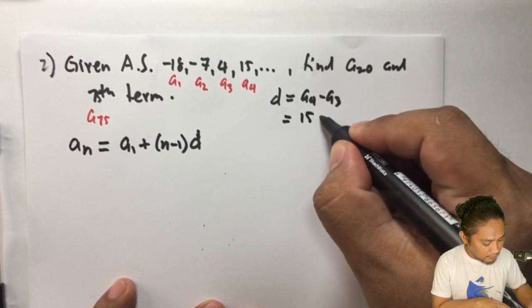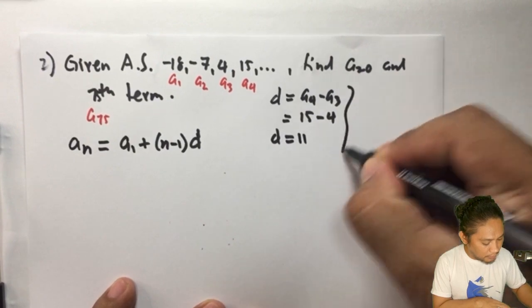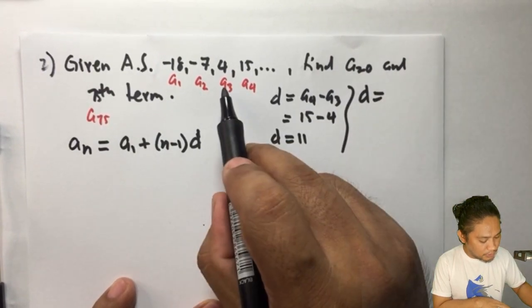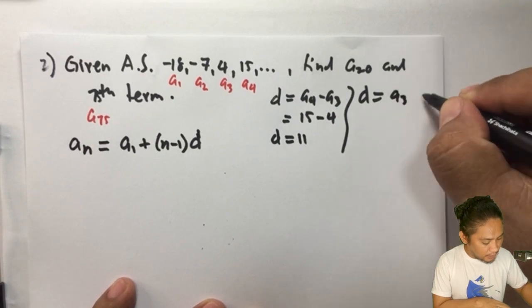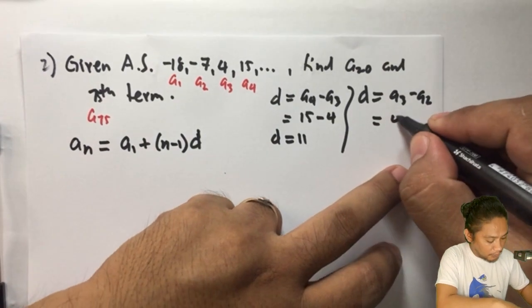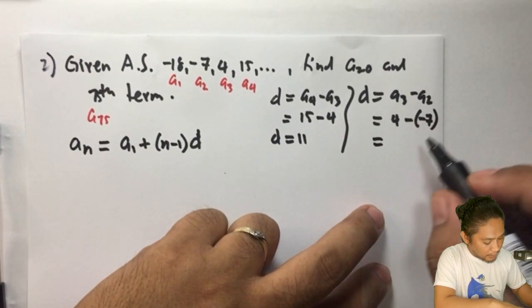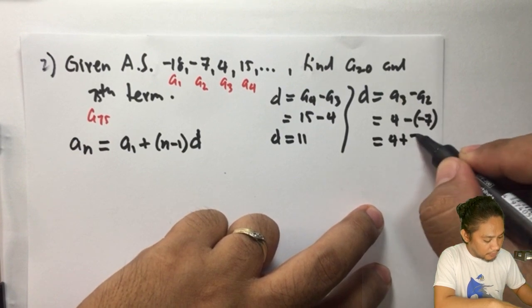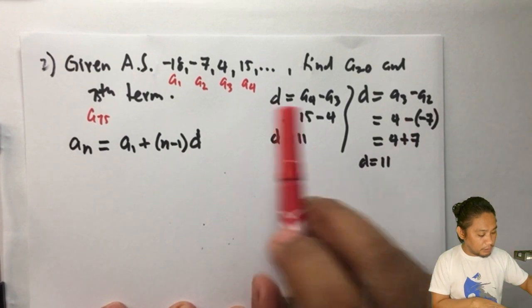That's going to be 15 minus 4, and d is equal to 11. Or I can choose a sub 3 minus a sub 2. So that's going to be 4 minus negative 7, and it's going to be 4 plus 7, so d is equal to 11.